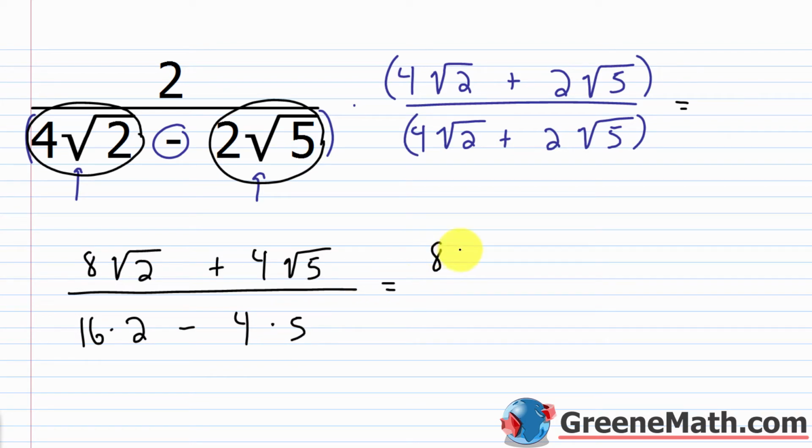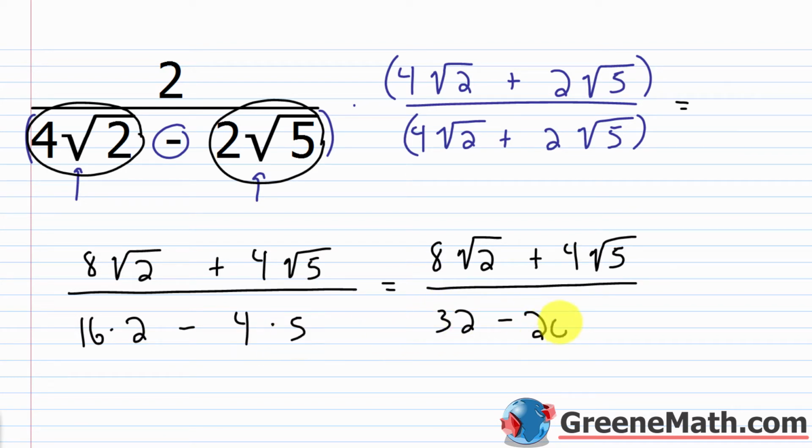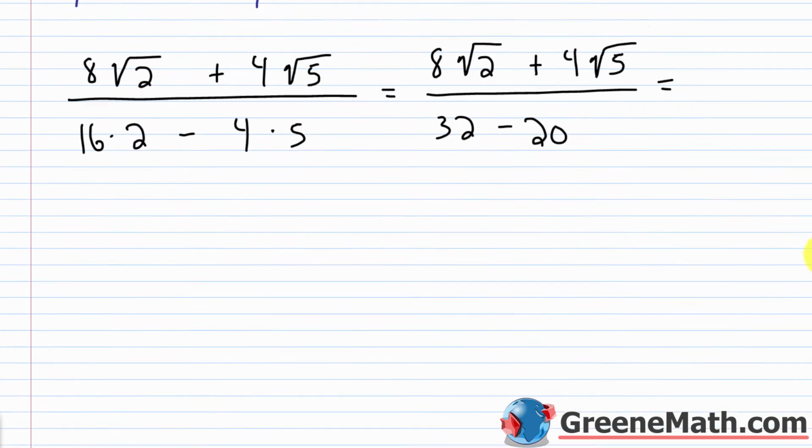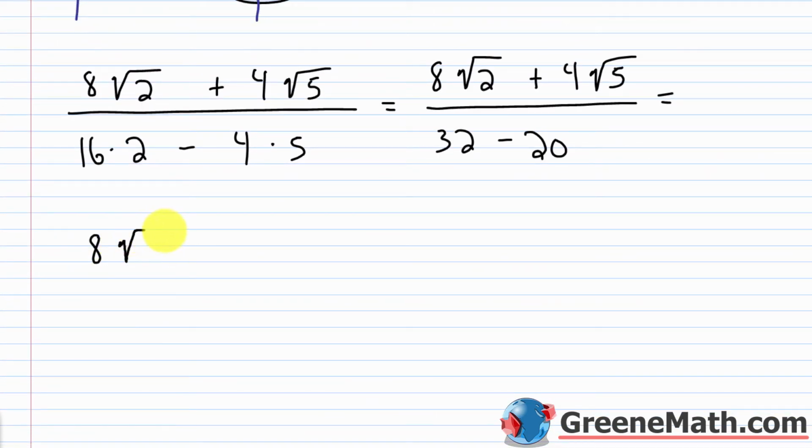We have 8 times the square root of 2 plus 4 times the square root of 5 over 16 times 2 is 32 minus 4 times 5 is 20. So we say this is equal to 8 times the square root of 2 plus 4 times the square root of 5 over 32 minus 20 is 12. I could simplify a little further because I could factor a 4 out from the numerator, cancel it with a common factor of 4 in the denominator.